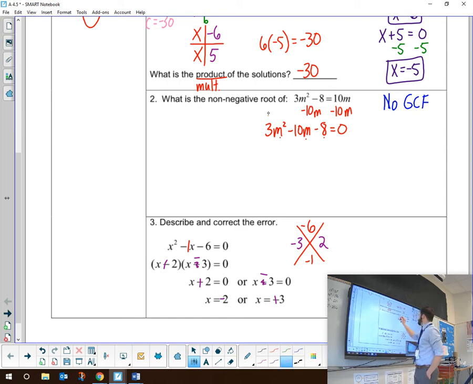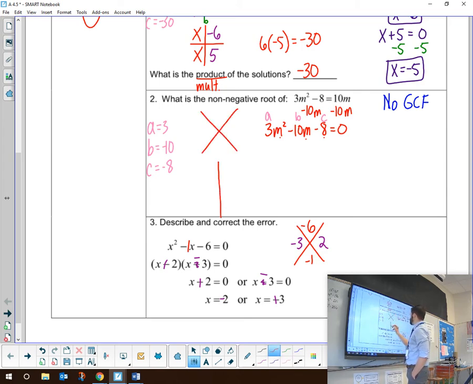All right, so my A is going to be 3, my B is going to be negative 10, and my C is going to be negative 8. That allows me to do my X and my plus. On top of my x, remember we go a times c, so that's 3 times negative 8, which gives a negative 24 up there. On the bottom of my x, we have my b, which is negative 10. And so now we're thinking of two numbers that multiply to equal negative 24, but add to equal negative 10.